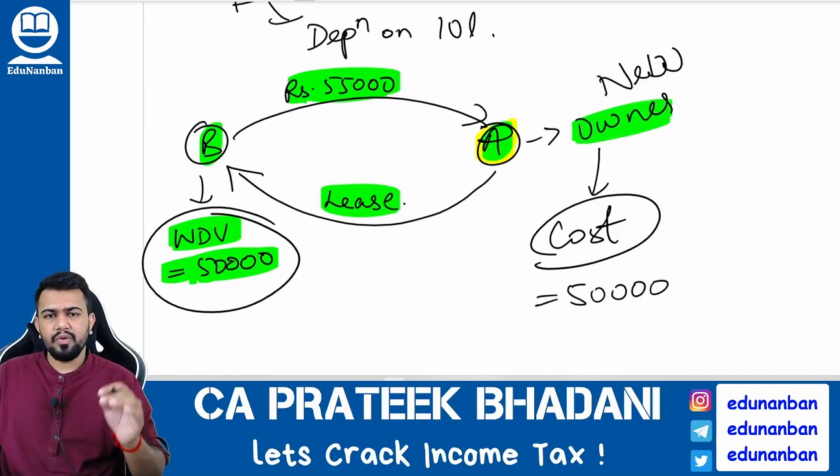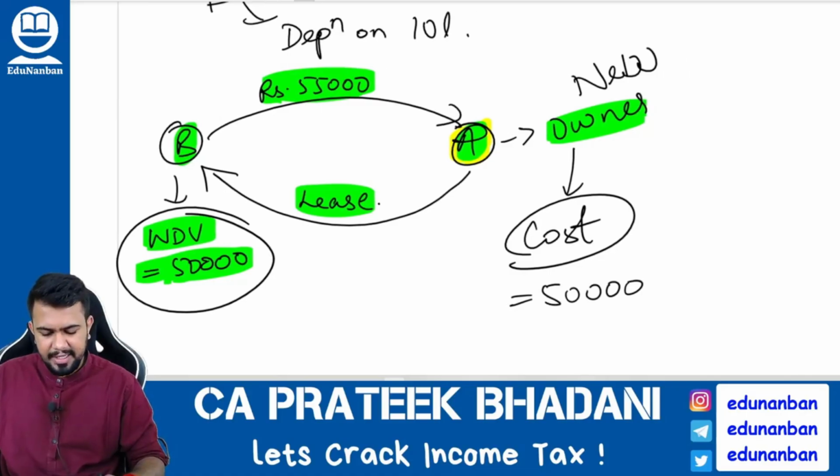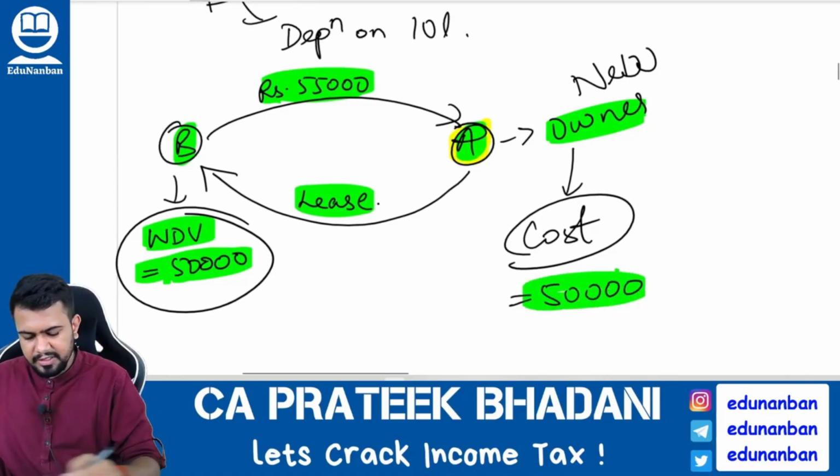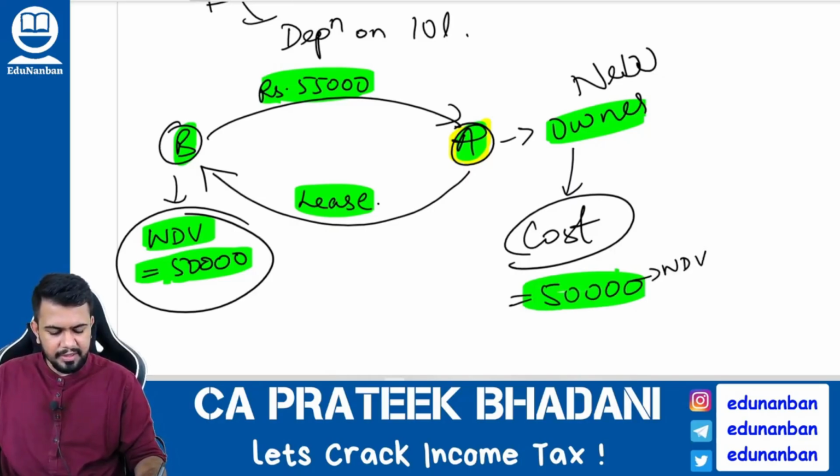So in the hands of A, now what is going to be the cost? A is who? The new owner. A is the new owner of the asset. Now the cost in the hands of A will be 50,000, which is the WDV in the hands of B.